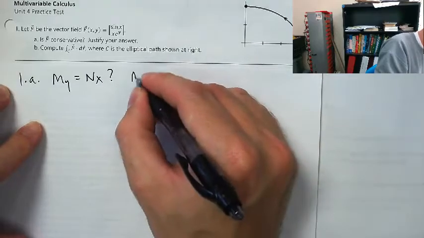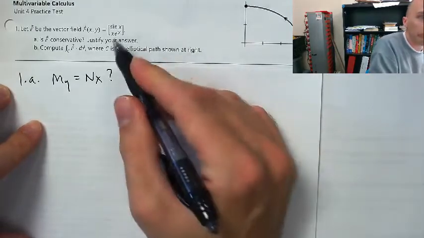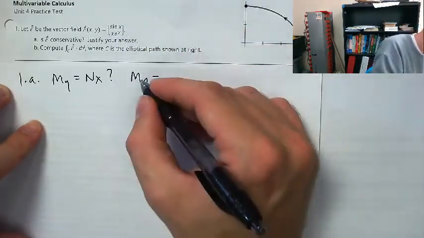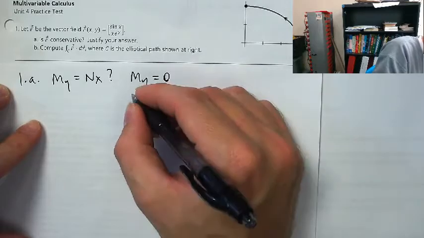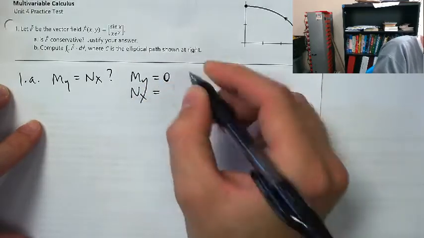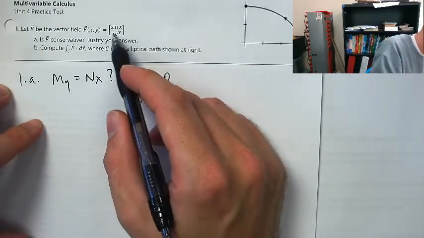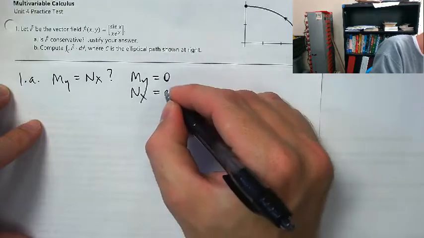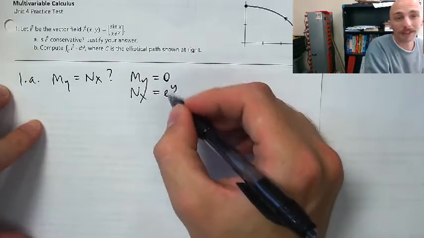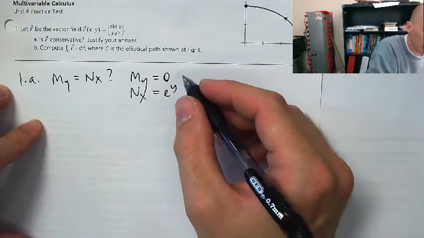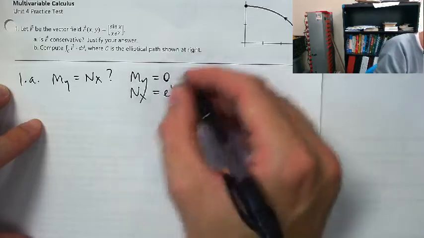Okay. Well, My is going to be equal to the derivative of sine x with respect to y, and that's going to be 0. And Nx is going to be equal to the derivative of this thing with respect to x, and that's going to be e to the y. And these are not the same thing, therefore I'm going to say it's not conservative.